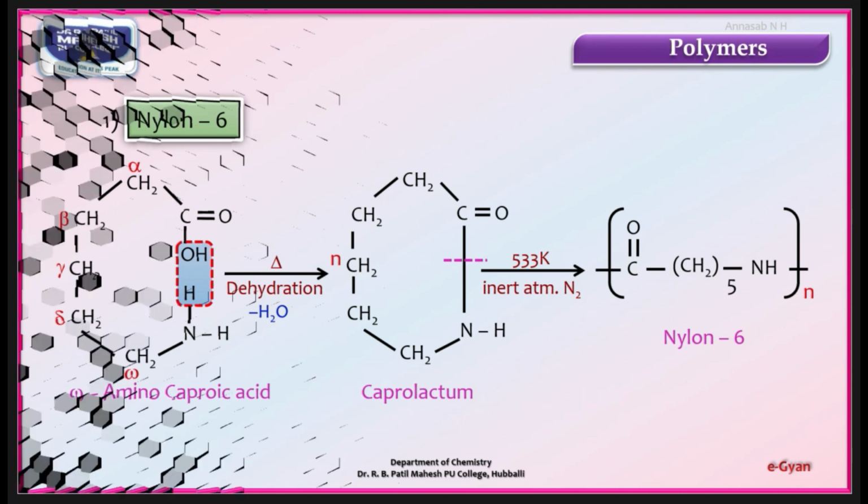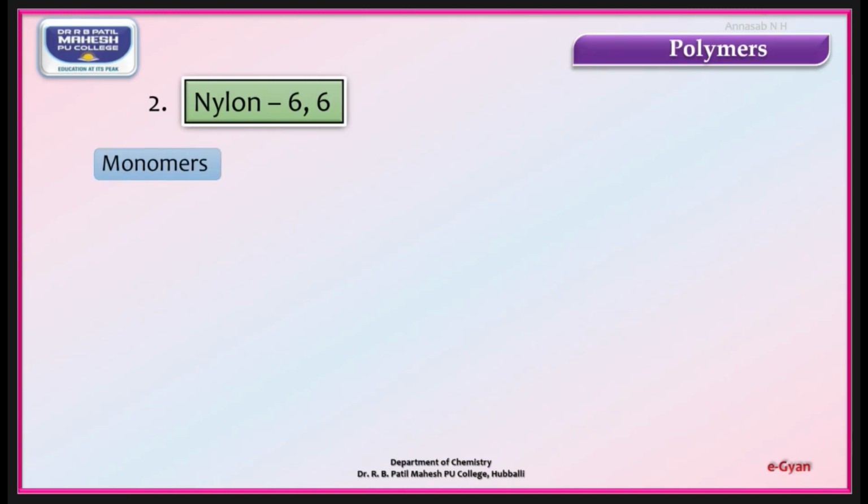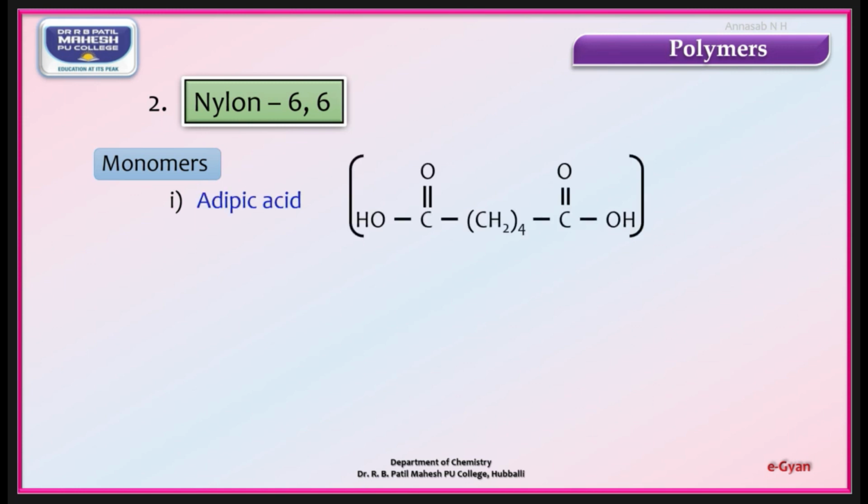Moving to the next part, that is the preparation of nylon 6,6. Monomers which are used in nylon 6,6 are again acid and amine. The acid which is used is adipic acid. The structure is, it is a dicarboxylic acid, and which contains C double bond O OH on either side, and the middle 4 groups are CH2 groups. So again it is a 6-carbon carboxylic acid.